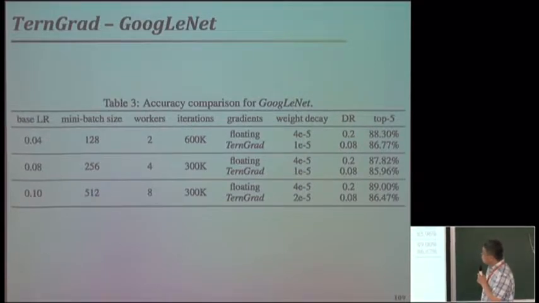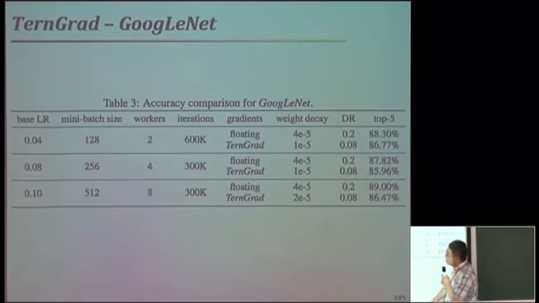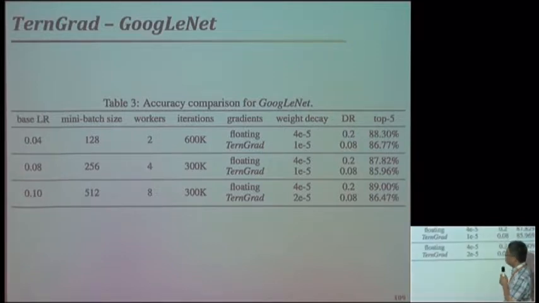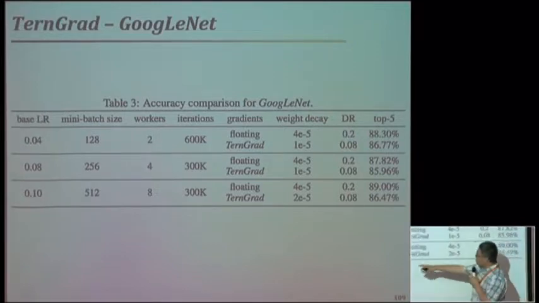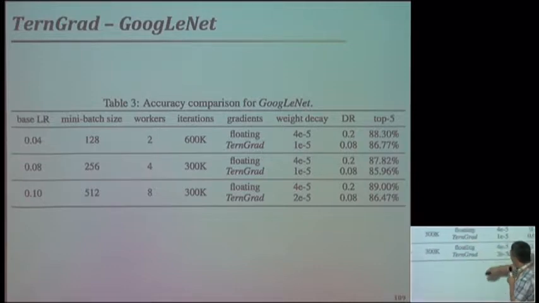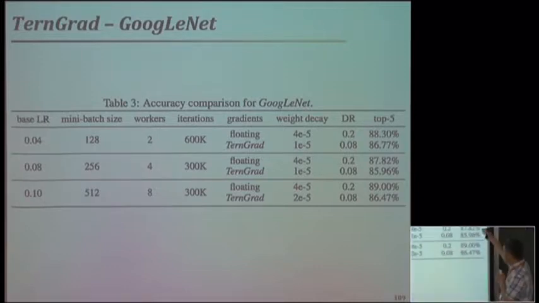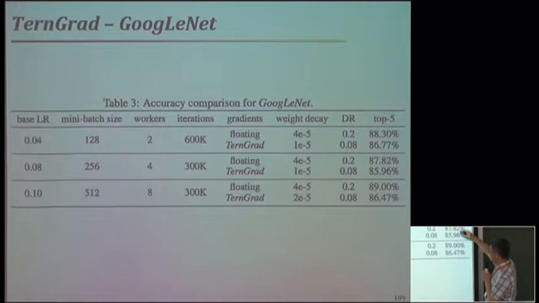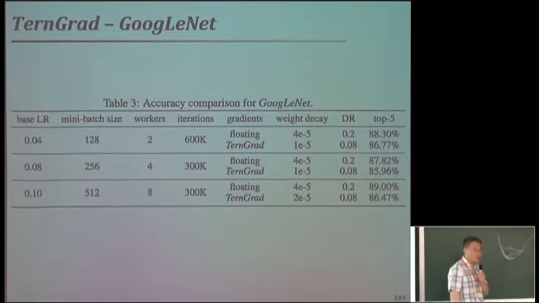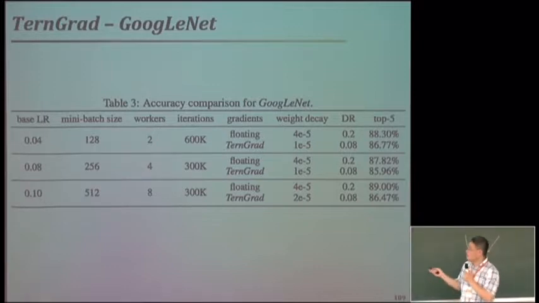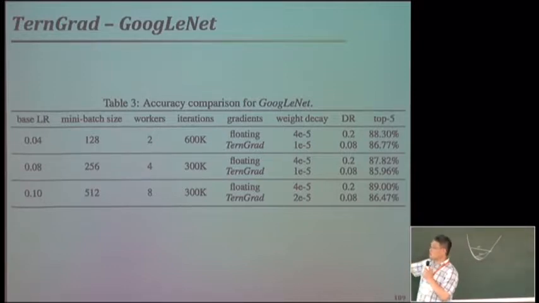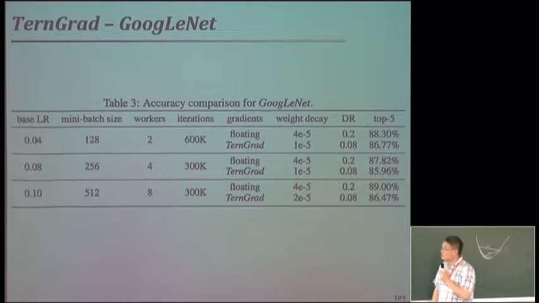GoogLeNet is pretty large, and we keep the same batch size. See the similar iterations, floating point, and this one. You'll see the similar accuracy within about 2%. Again, GoogLeNet, we don't use any optimization technique. It's very hard to generate a similar accuracy. So this 2% is acceptable in the deep learning society.